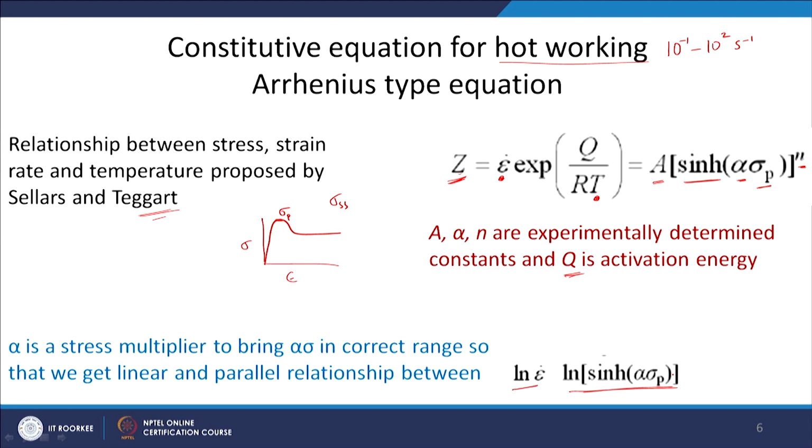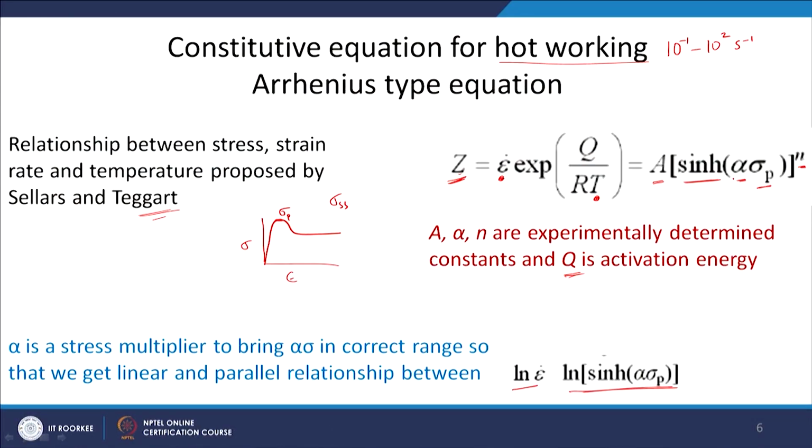Basically, we use this multiplication with alpha to bring whatever plots we are going to get to be all linear first, and all parallel to each other. That means they should have similar deformation behavior. So it is kind of an adjustment parameter, which we multiply with sigma p, to bring these two curves linear and parallel. We will see these curves, and then you will understand what we mean by that.